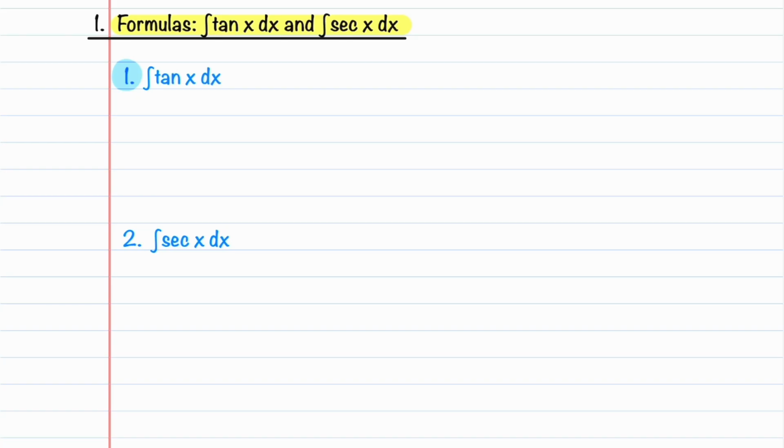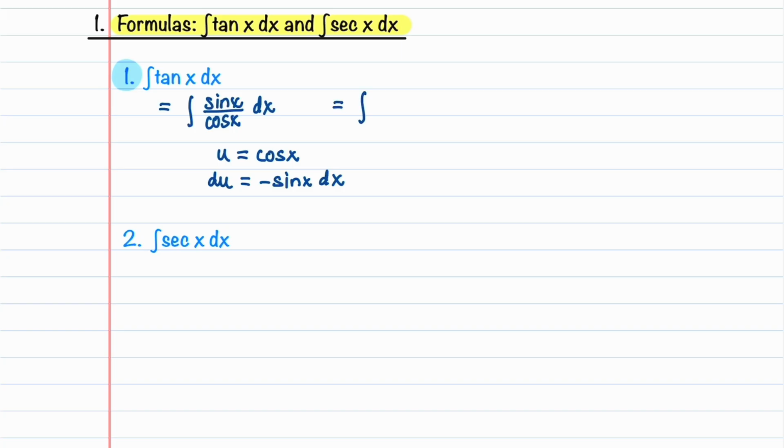The key to integrating tangent x is to first write it as the integral of sine x over cosine x. We can then use u-substitution and let u be equal to cosine x. The reason that we're doing this is that du then is minus sine x dx, and we have that in the numerator. Let's go ahead and plug this in.